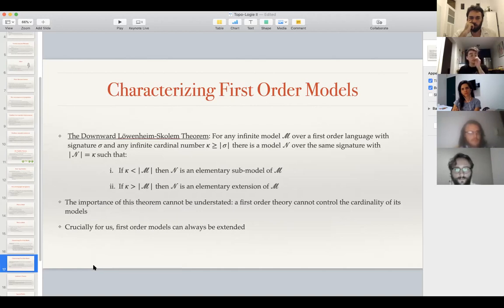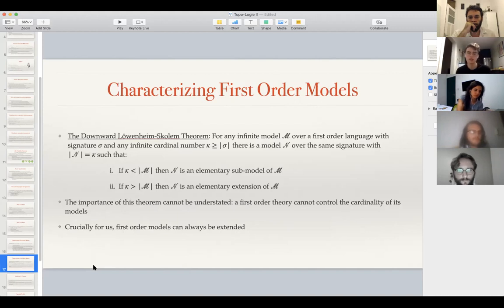Basically meaning that we're going to need at least kappa, at least the sigma cardinality of this model for it to work. You can't have a model with a smaller cardinality than its signature.